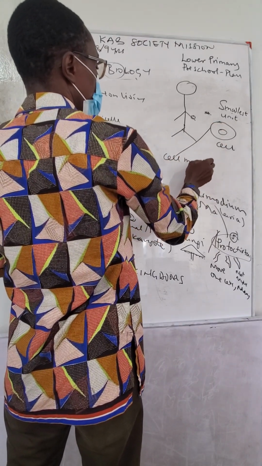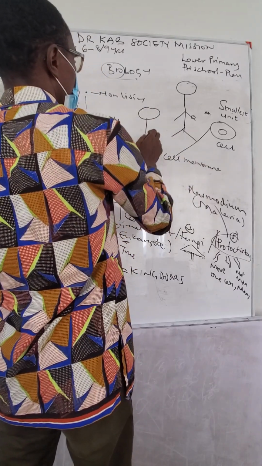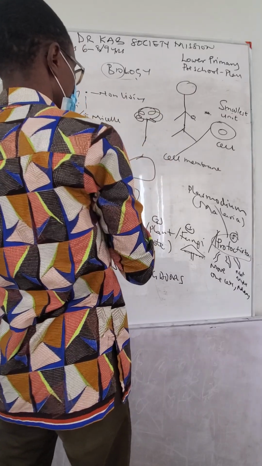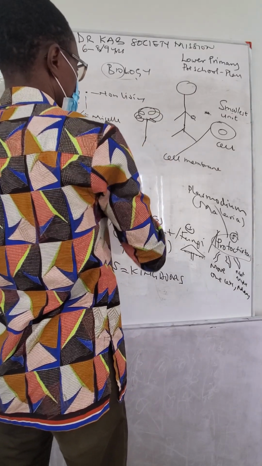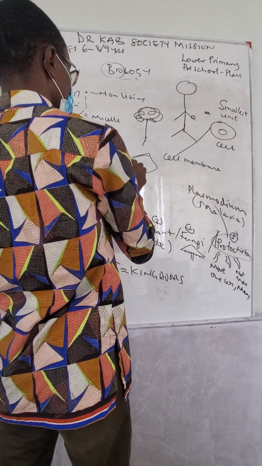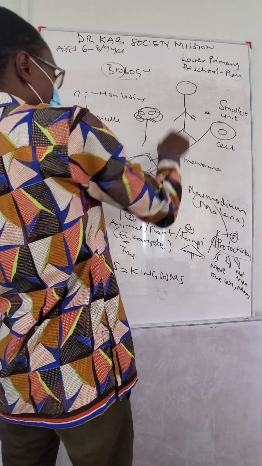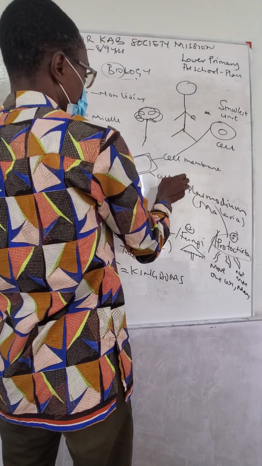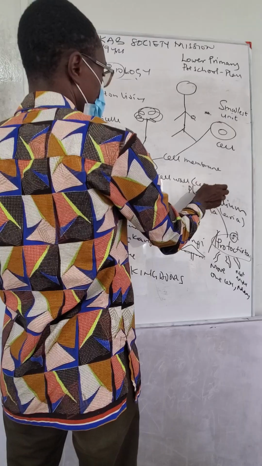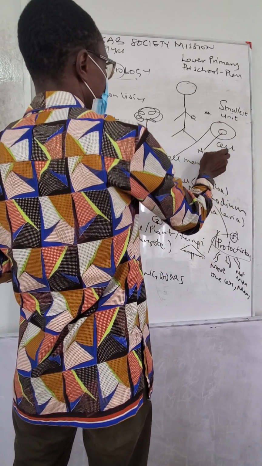Plants too have the same thing, this plant, the tree. Then the cell membrane is there. But plants have, above the cell membrane, what is called the cell wall. It's made up of cellulose, which is a lot of sugar together. Then you have the nucleus. This is the nucleus, it's inside.